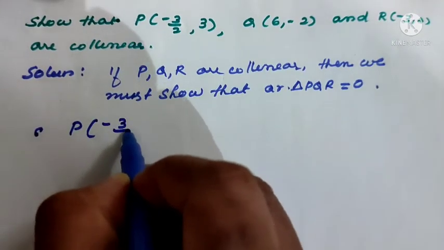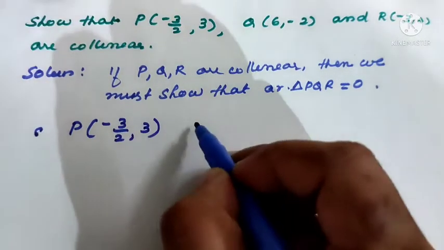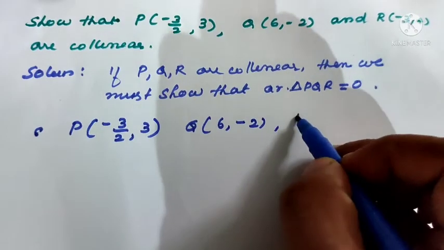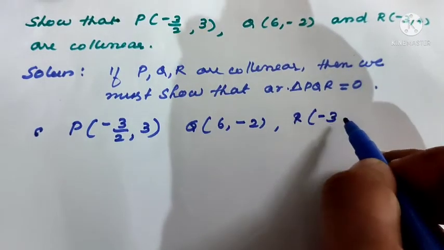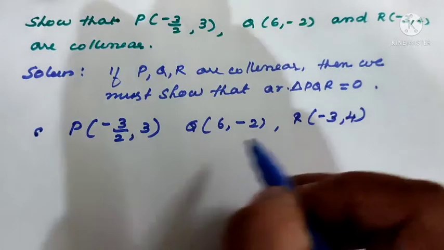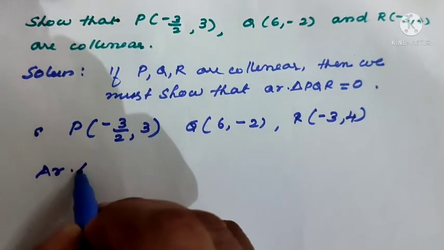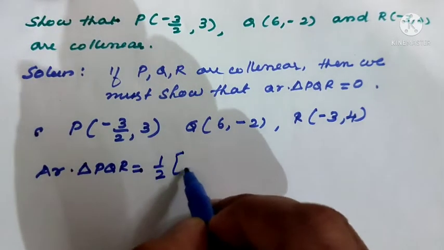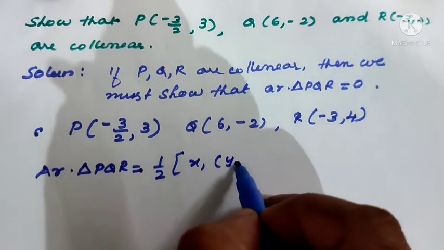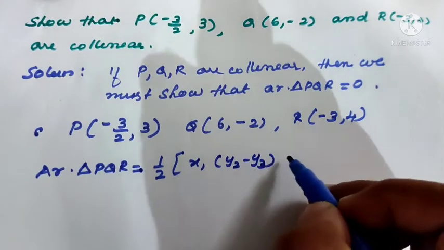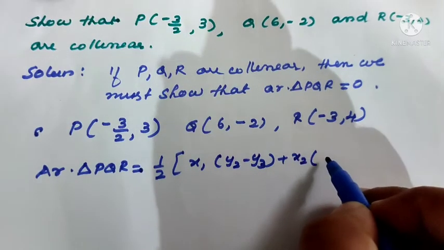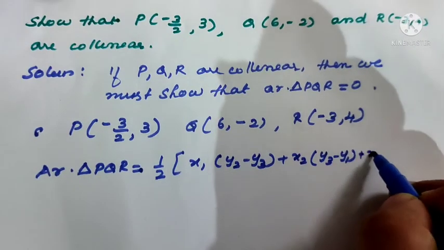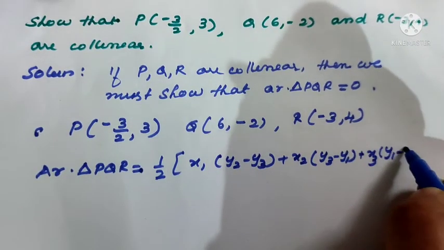P(-3/2, 3). I always tell you to write them in a straight line, then it is easy to identify which is our x1, which is our y2, like that. Okay. So area of the triangle PQR, first formula: half into x1 into (y2 minus y3) plus x2 into (y3 minus y1) plus x3 into (y1 minus y2).